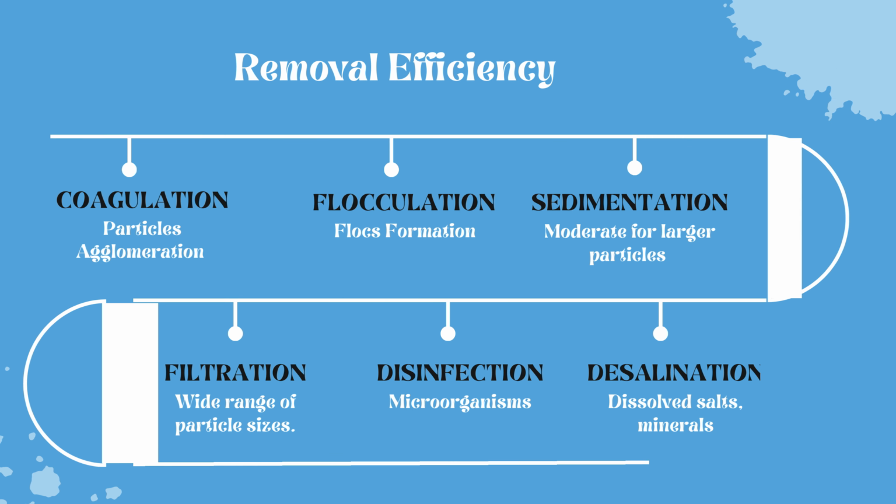Now, let's take a journey through the efficiency of various treatment processes. This graph showcases coagulation, bringing particles together; flocculation, forming flocs; sedimentation, effective for large particle removal; filtration, removing a wide range of particles; disinfection, eliminating microorganisms; and desalination, removing salts from water.